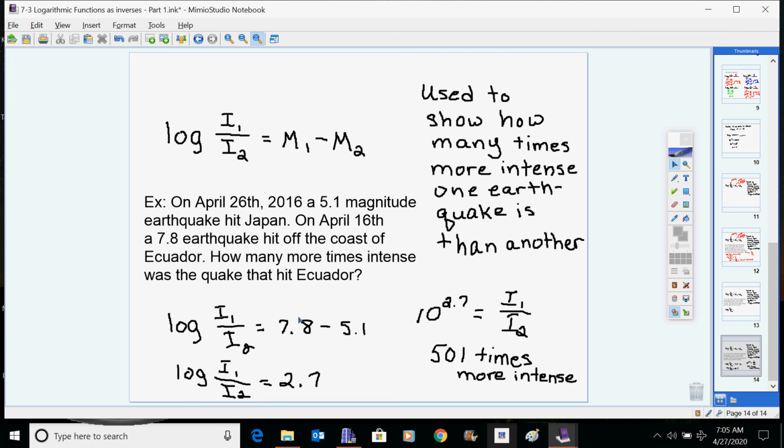So with these earthquakes, if you're ever wondering, gee, I wonder how many more times that is, what you can do is subtract the numbers and then take 10 to that power and figure out how much stronger one earthquake is than another. It's kind of an interesting thing to think about the next time you start hearing about earthquakes, and think, gee, I wonder how strong that really is compared to how much shaking, how intense that other one would be. Okay, so that's about it for today.